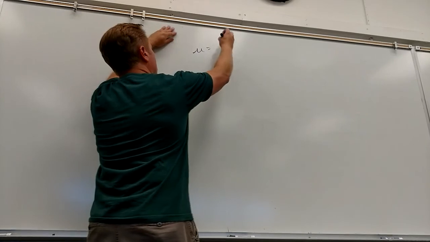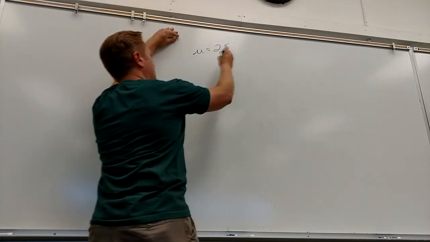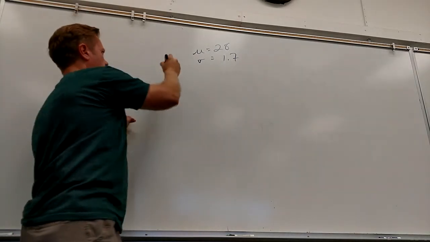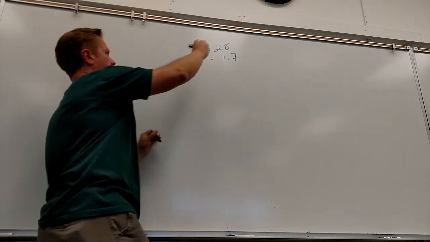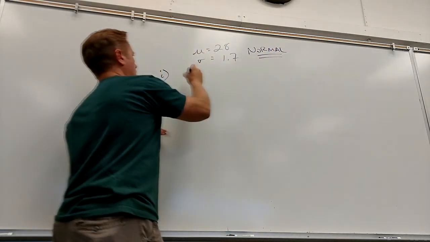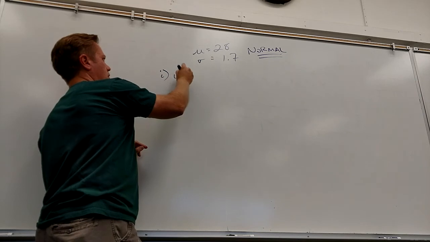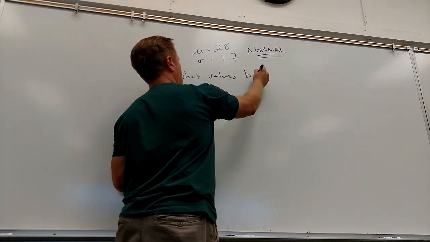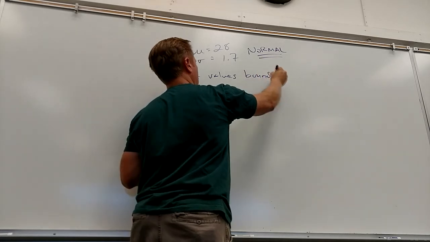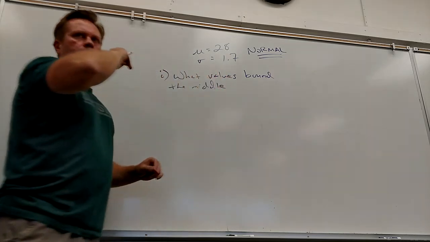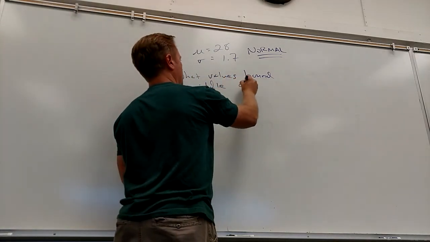So help me out. If I knew the mean of something was 28, and the standard deviation is 1.7, and I know that it's normal, what values bound the middle 90%? It should sound very familiar, but I want to do an example like this just to make sure everybody's got it.